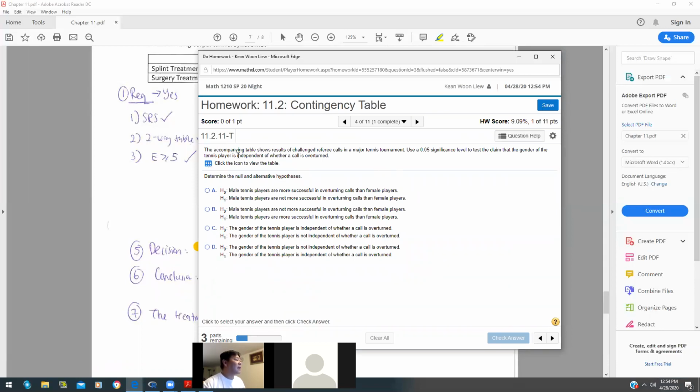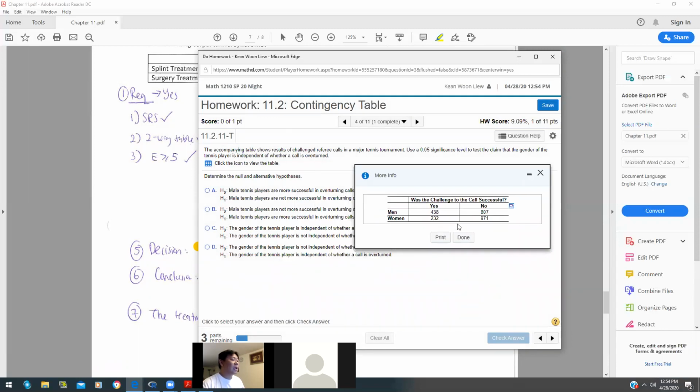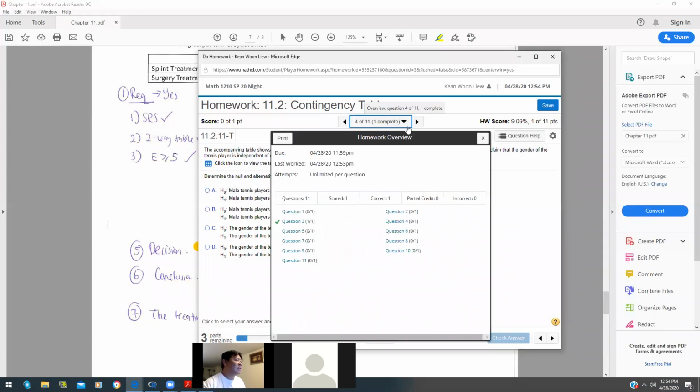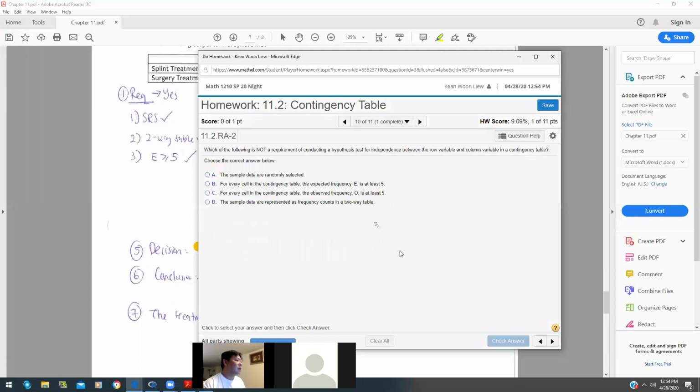Mostly for this case, it's also a test for independence, so it's pretty straightforward. Again, this is the same type of question. I'm going to try to see if there is another one showing. No, this is multiple choice.